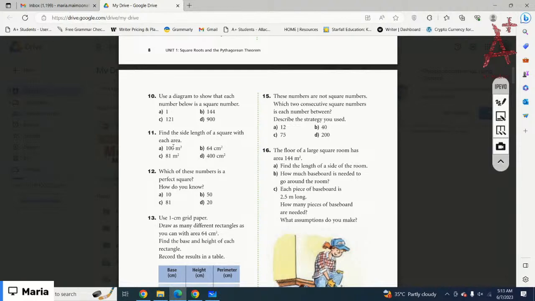Okay. Let's just start with question number 15. These numbers are not square numbers. Which two consecutive square numbers is each number between? Describe the strategy. Okay, these numbers are not square numbers. Which two consecutive square numbers is each number between?